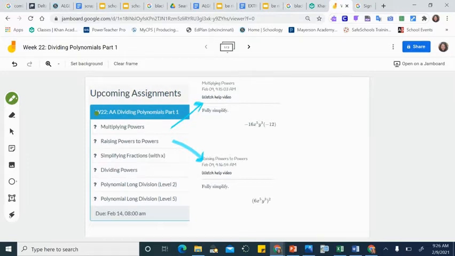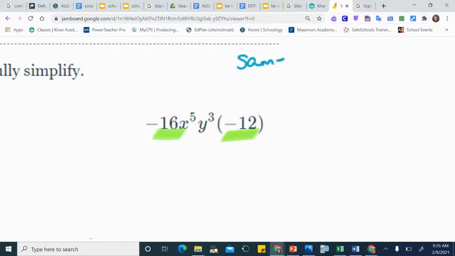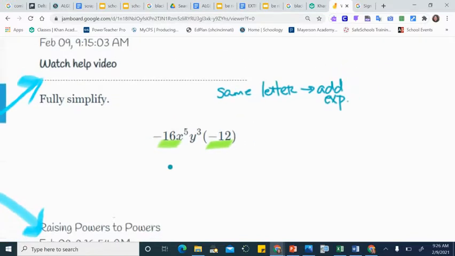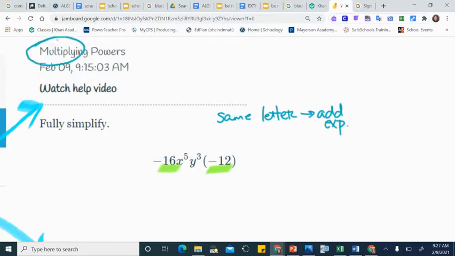One, multiplying variable or letter, then we can add exponents if we are multiplying the bases, right? If we're multiplying the bases, we can add exponents if they're on the same letter. So first we have to do negative 16 times negative 12, which is 192, positive.